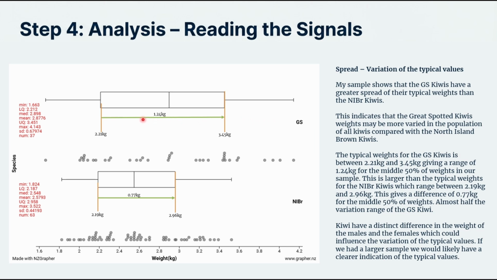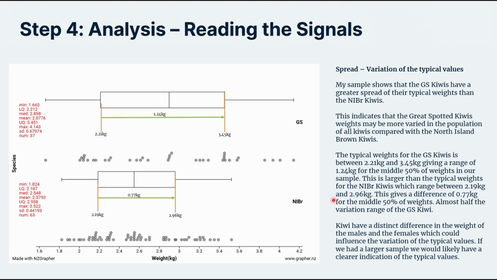And we can see in this sample that the great spotted kiwis have a greater spread of the middle 50% than the North Island brown kiwis. This indicates that the great spotted kiwis may be more varied in the population overall compared with the North Island brown kiwis, which may be less varied and more clustered. This, as you know, would link with the shape where we identified the cluster of data for the North Island brown.